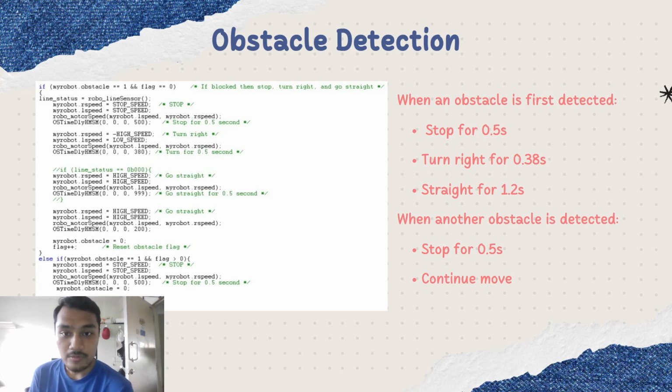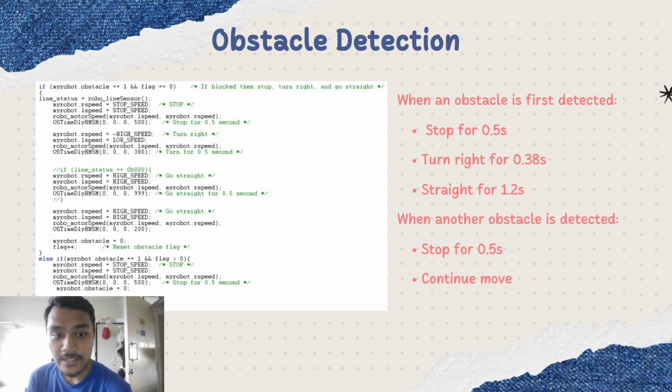And next, we program the Robocar to turn right for 0.38 second. And then after turning right, it will move straight for 1.2 seconds. When going straight, the Robocar will eventually find the line again, so it can continue the normal operation. And that is for the first case. And then after that, as we can see here, we set the parameter flag to +1.